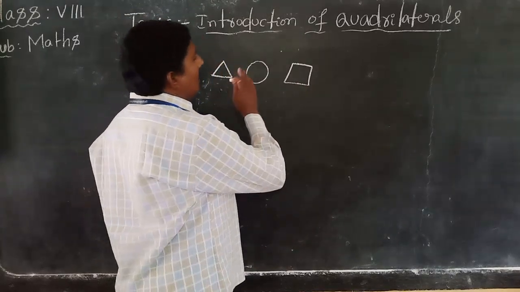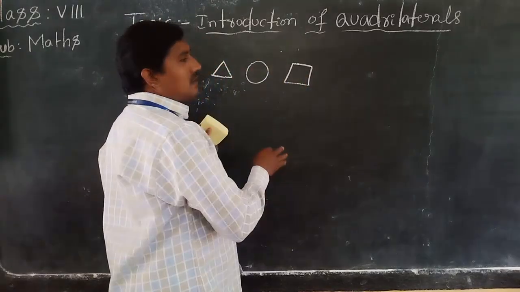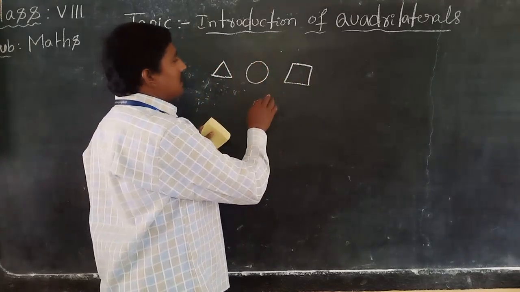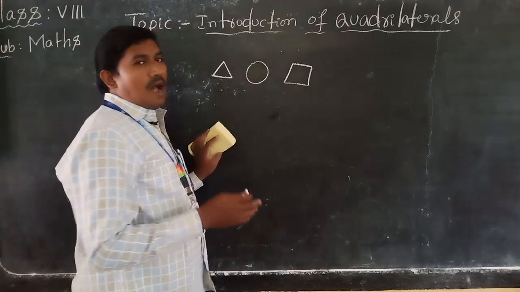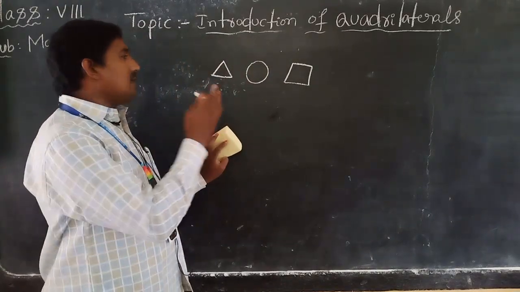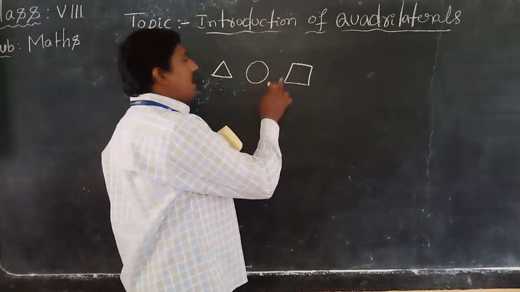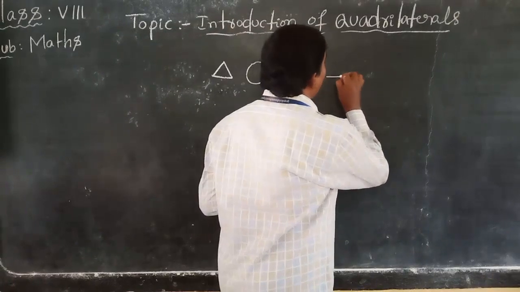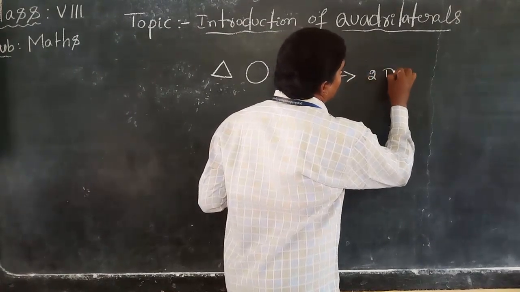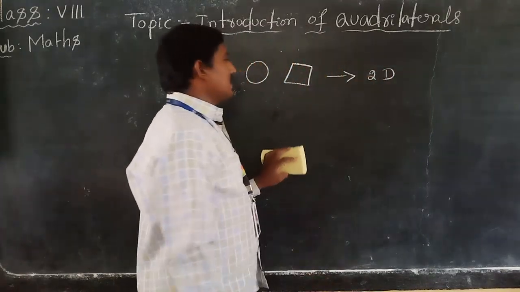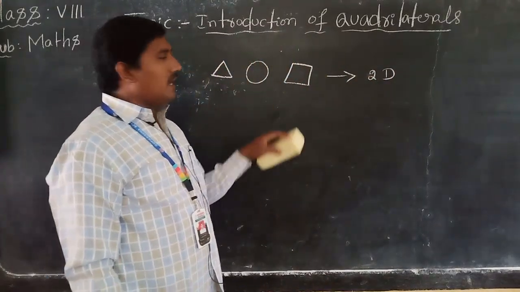They have length and breadth. So these are possible to draw on the board or white paper or on slate also. Why? Because they are 2D, two dimensional figures. They have length and breadth.